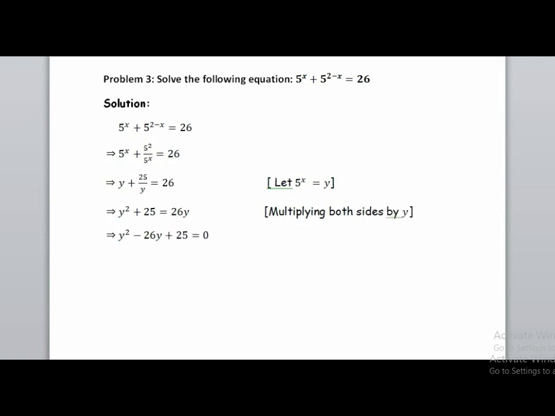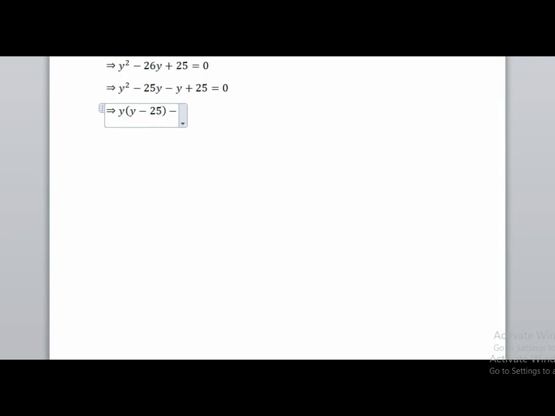Now we can take all the terms to the left side, and arranging with respect to the powers, we can write y square minus 26y plus 25. Now this equation is clearly a quadratic equation, and we can solve this quadratic equation by the middle term, or by the general formula of solution of a quadratic equation, whatever you want. I have used the middle term here. Now I'm going to write it like this. y is equal to 1 or y equal to 25.